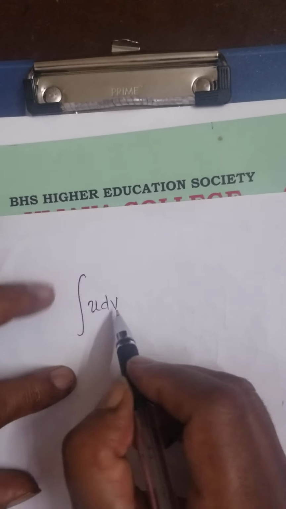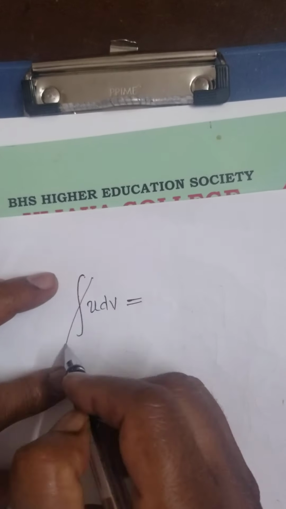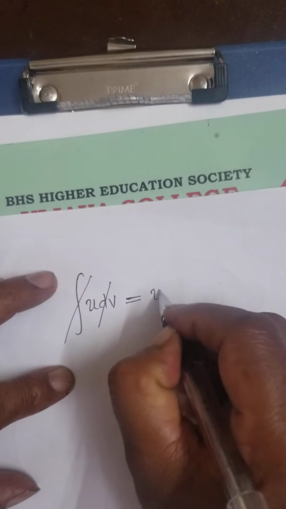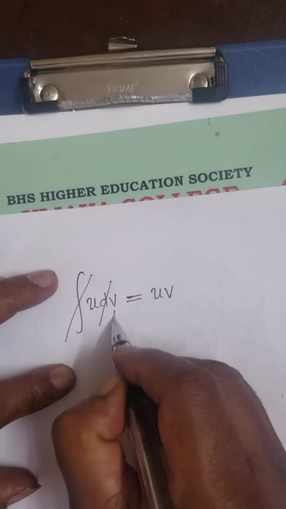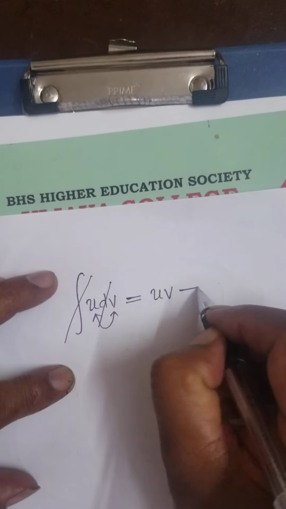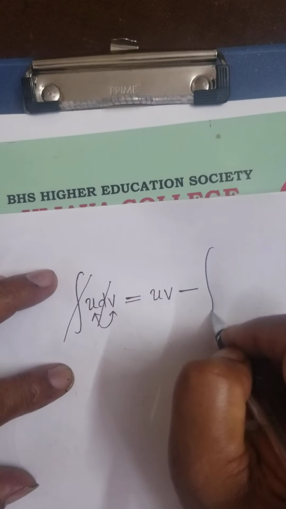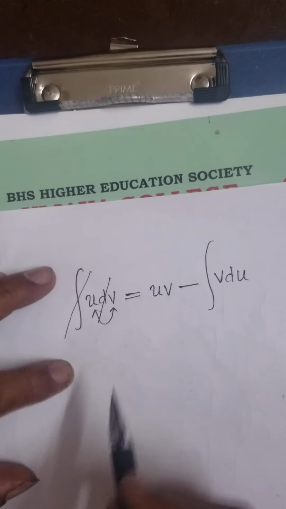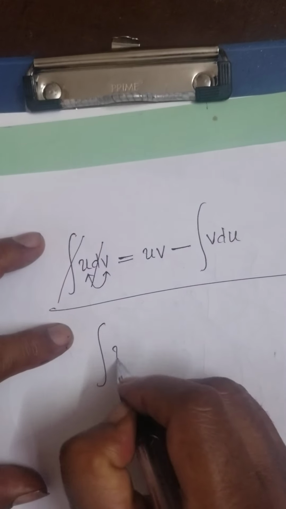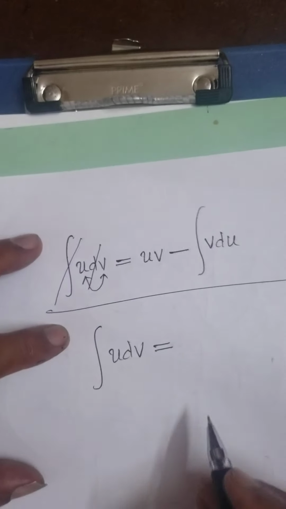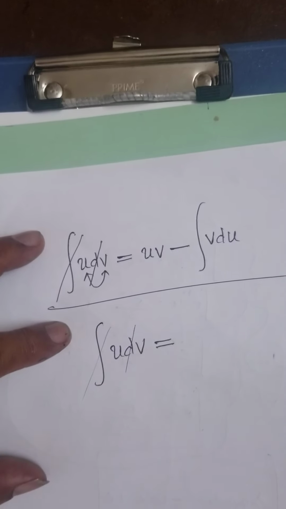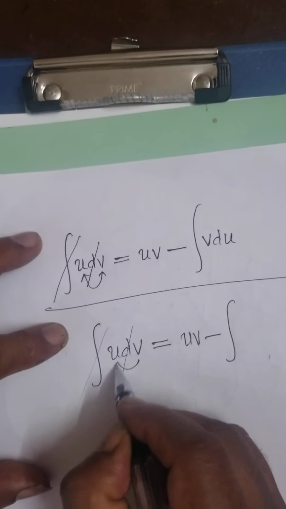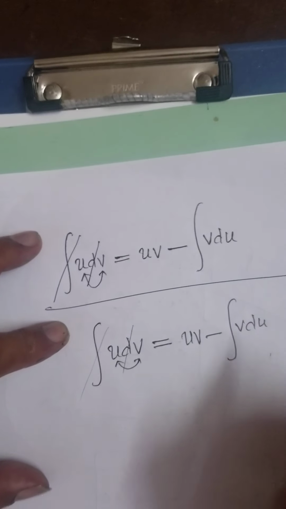Integration of u dv. If this is given, what should you do? Cancel this, you cancel this. Don't cancel in the exam or paper. Mentally you cancel. You write uv. Then exchange this, with a minus and an integral, exchange. See, what you have to do is, again I'll tell you, integral of u dv is equal to: don't write these two, you write uv minus, put an integral, exchange this, v du.